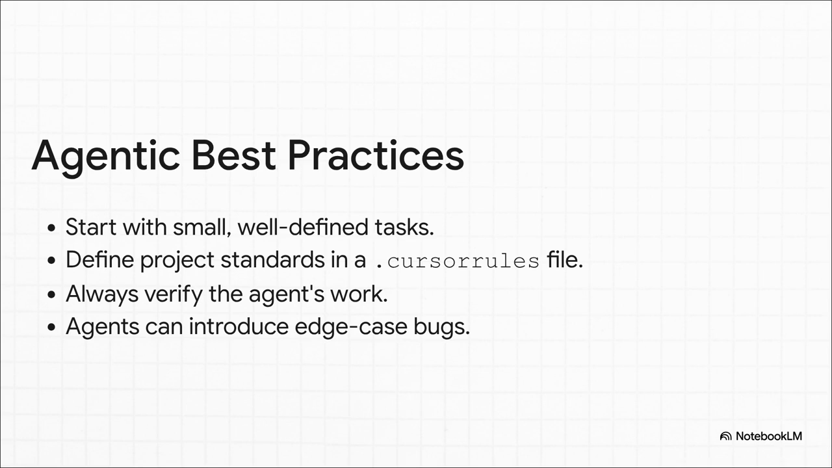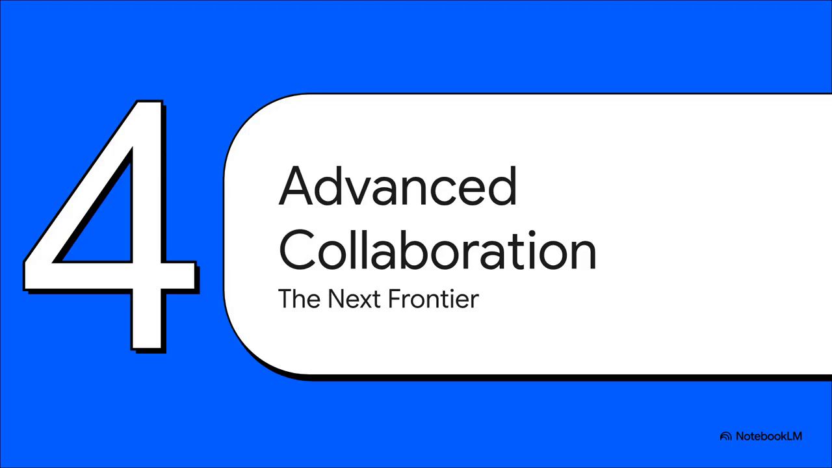And most importantly, always verify the agent's work. Think of it as a brilliant, incredibly fast junior developer. It still needs a senior architect, that's you, to review its pull requests and ensure quality. So where does all this lead? I mean, everything we've talked about so far is collaborating with a single AI agent. The next frontier, well, that's managing an entire team of specialized agents.